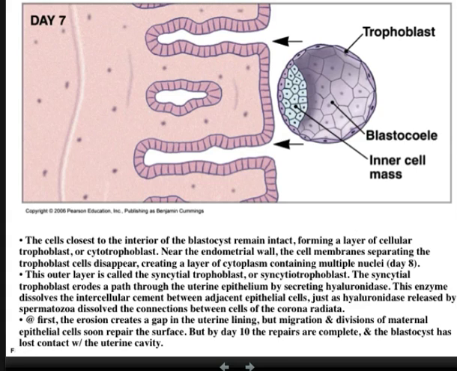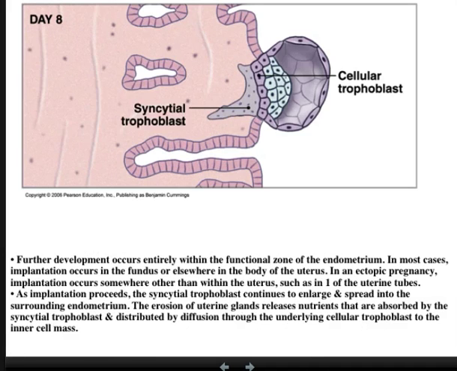At first, the erosion creates a gap in the uterine lining, but migration and division of maternal epithelial cells repair it. By day 10, the repairs are complete and the blastocyst has lost contact with the uterine cavity. So it's completely enclosed inside the uterine wall. Basically gets buried. Further development occurs within the functional zone of the endometrium.